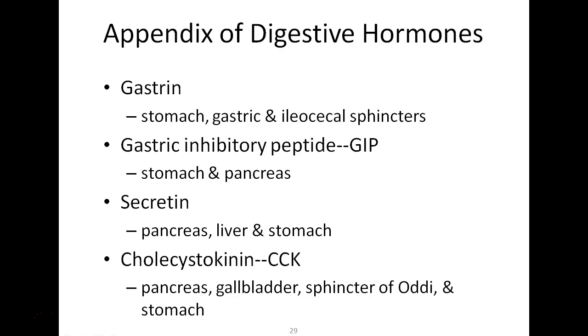And the fourth hormone we discussed is cholecystokinin, abbreviated by CCK. We'll find this in the pancreas, gallbladder, sphincter of Oddi, and stomach. CCK is a hormone released from the small intestine, and that's in response to fatty chyme. So the CCK is going to stimulate smooth muscle contractions in the gallbladder, releasing bile into the duodenum. It also stimulates the pancreas to release pancreatic juice, and relaxes the hepatopancreatic ampulla.